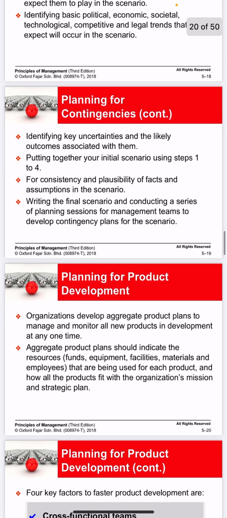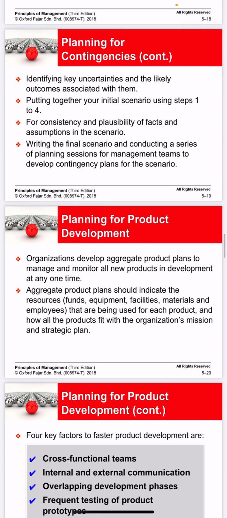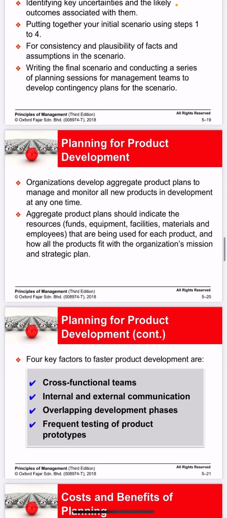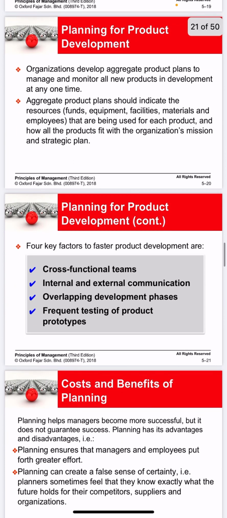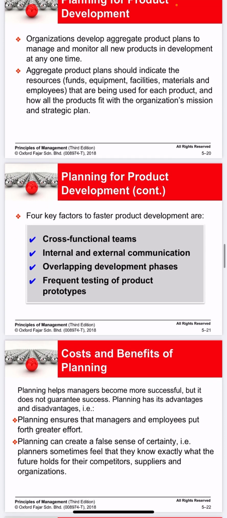Next is planning for development. Organizations develop aggregate product plans to manage and monitor all new products in development at any one time. An aggregate product plan should indicate the resources, funds, equipment, facilities, materials, and employees being used for each product, and how all the products fit with the organization's mission and strategic plan. For planning for product development, there are four key factors to faster product development: cross-functional teams, internal and external communication, overlapping development phases, and frequent testing of product prototypes.